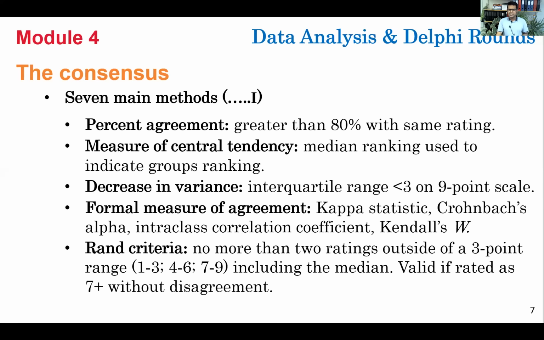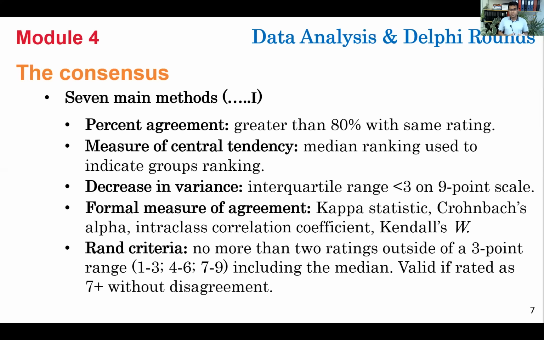An interquartile range less than 3 on a 9-point scale indicates a decrease in variance, which means ratings without disagreement. Some formal measures are also available to denote agreement, such as Kappa statistics, Cronbach's alpha, intra-class correlation coefficient, and Kendall's tau.